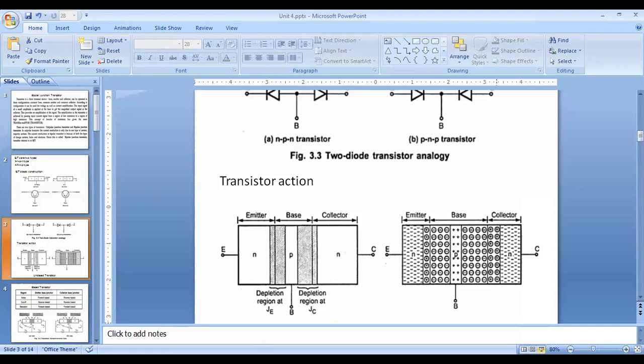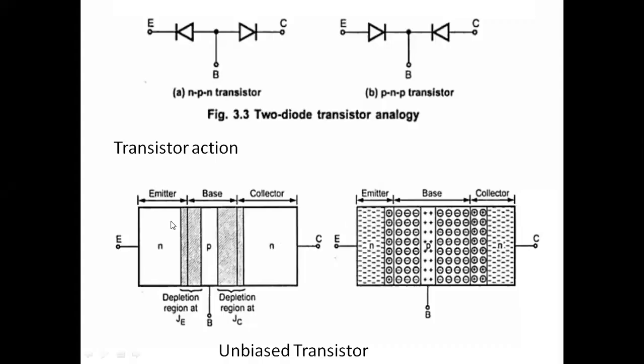Here we can observe that at the emitter and base, a junction will be formed, and due to that there is a depletion region. Similarly, at the collector and base, a junction will be formed. That is due to the PN junction.